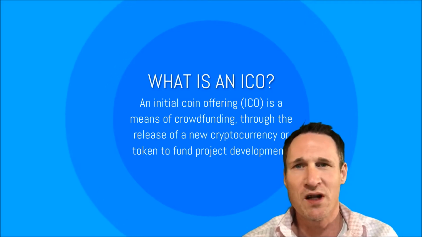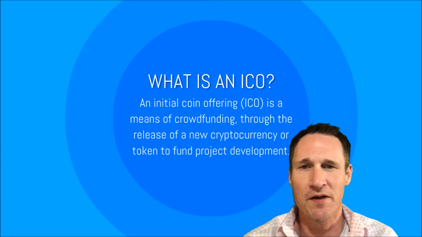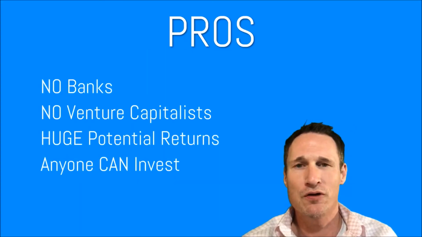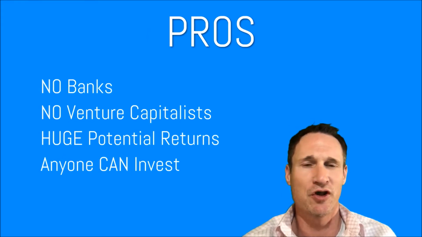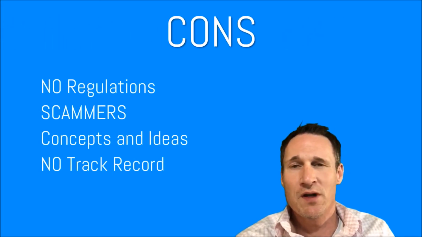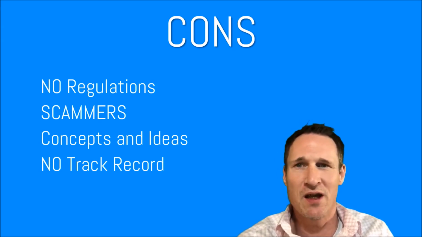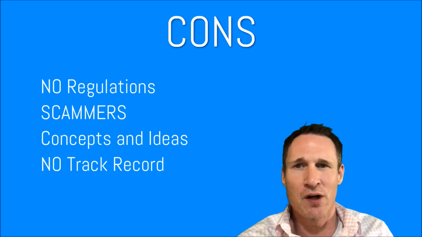So what is an ICO? It's an initial coin offering, and it's the means of crowdfunding through the release of a new cryptocurrency or token to fund that project. And there's pros to having an ICO, which there's no banks involved, there's no venture capitalist, there's huge potential gains, and anyone can invest in them. But there are some cons to investing in ICOs also, because there's no regulations, there's a lot of scammers, there's concepts and ideas for the most part, not a lot of them have products, and there's no track record.